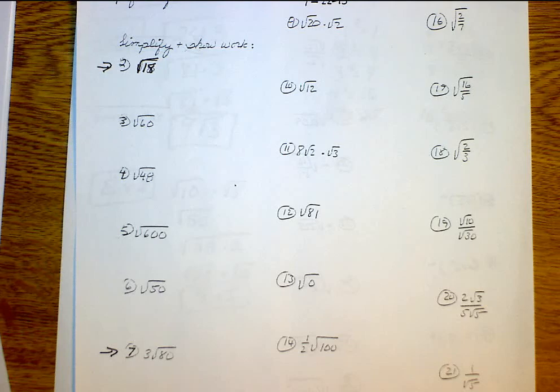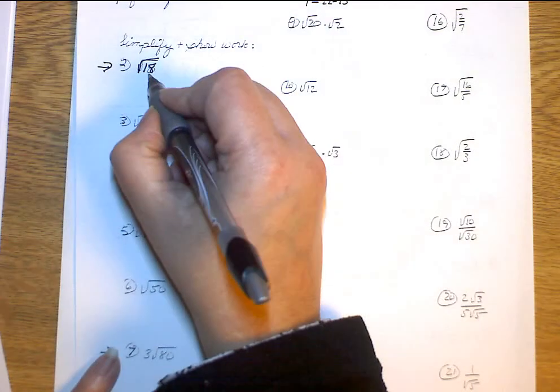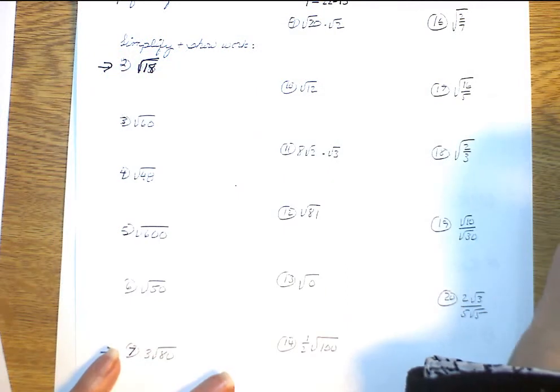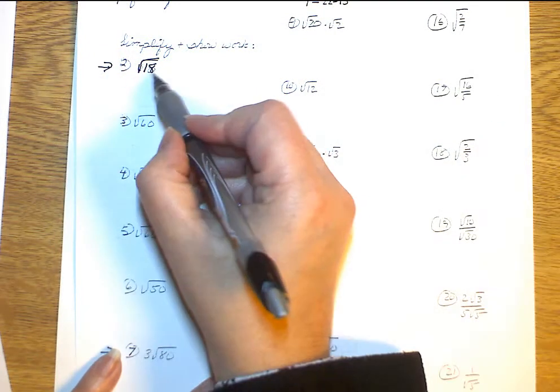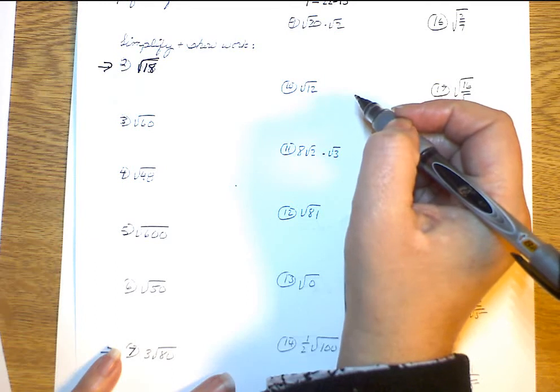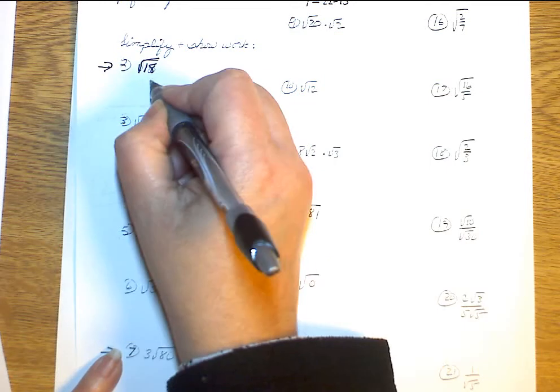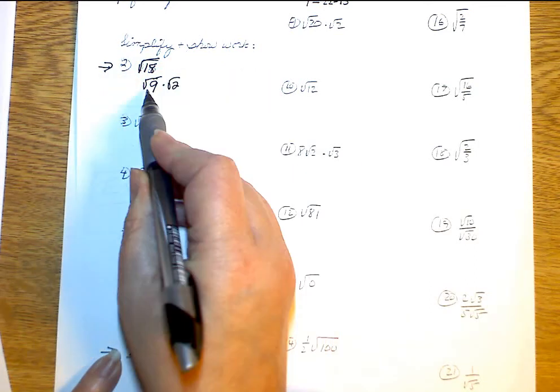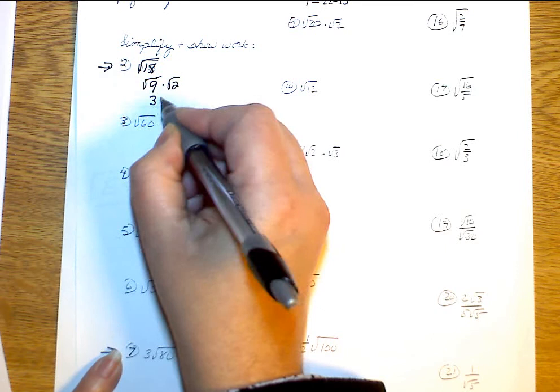Alright, so if you have the square root of 18, the first thing you're doing is finding two numbers, one being perfect. Right? So what two numbers give me 18? 9 and 2. So we have the square root of 9 times the square root of 2. The square root of 9 is 3, leaving the square root of 2.